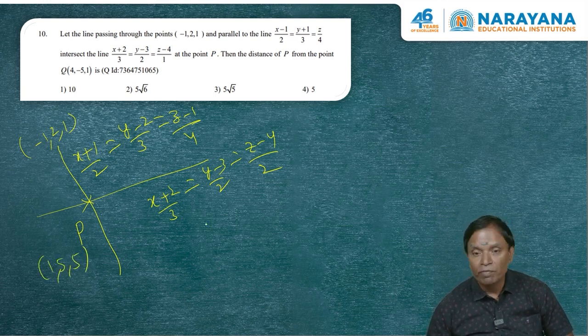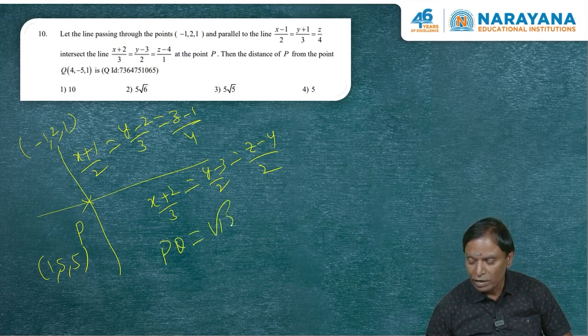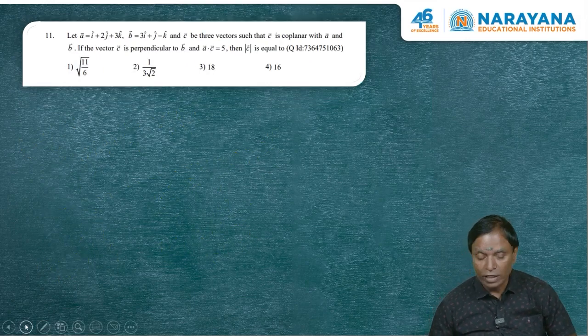You are given some point Q (4, -1). You know the point P (1, 5, 5). You can calculate the distance PQ using the simple distance formula, which will be nothing but root 125, which is 5 root 5. Let us go to the next problem.